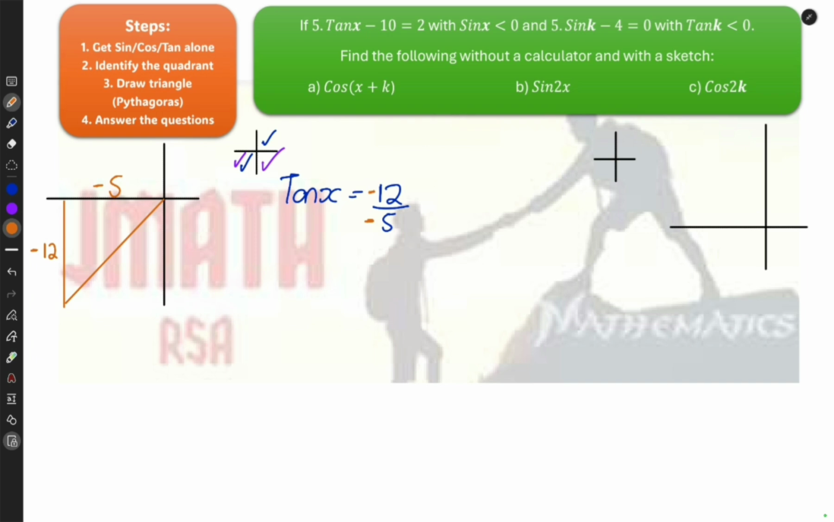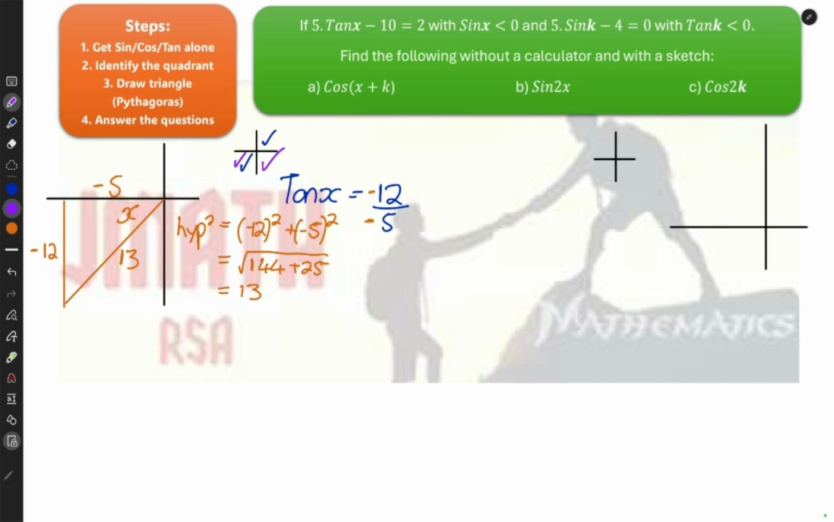Okay, so now I just need to do Pythagoras to get the hypotenuse. So the hypotenuse squared equals minus 12 squared plus minus 5 squared. That is then just going to be the square root of 144 plus 25, and that is equal to 13. Always positive because it's the hypotenuse. There we go, 13 goes there. Now I need to go through the same process, but with the other triangle. The triangle I just did was the x triangle. So now I'm going to do this whole thing again with the k triangle.